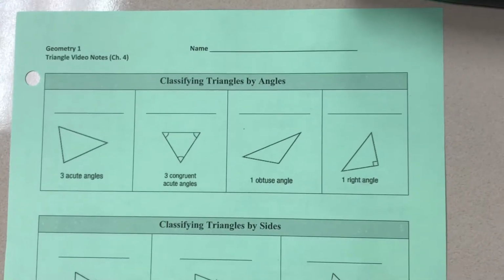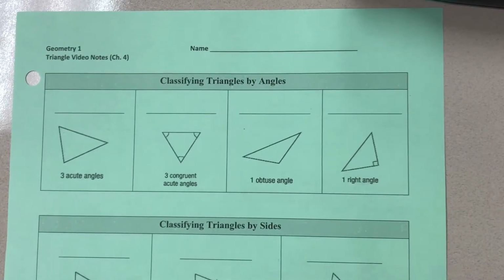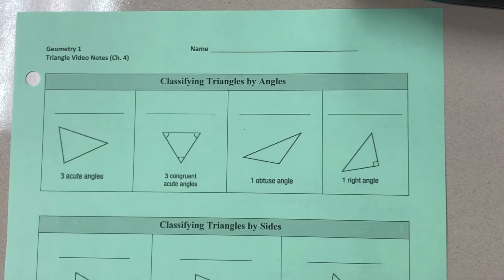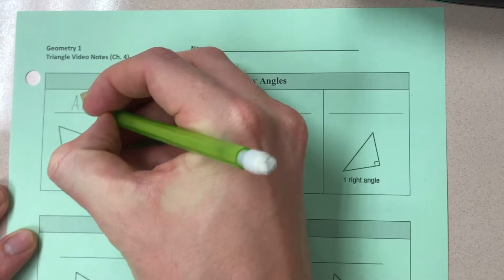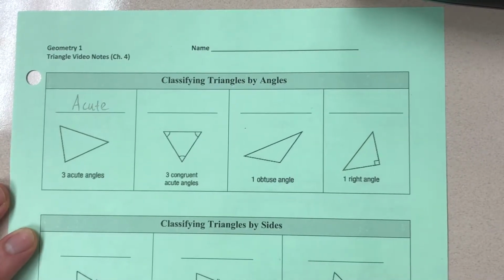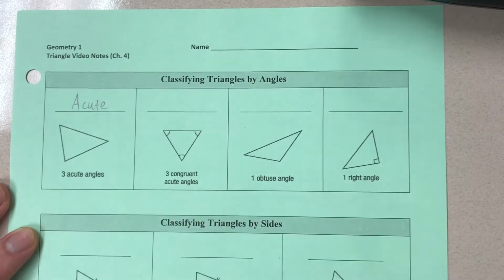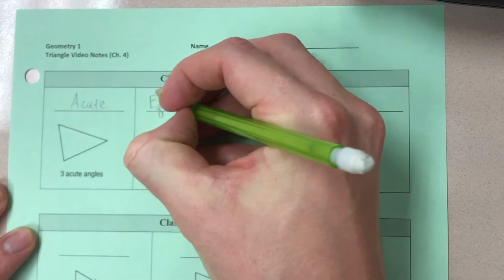Okay, so our video notes today will be dealing with classifying types of triangles by angles, by sides, and then a few other things about triangles. Most of this you will have seen at previous points, but I just want to get through it and make sure we have everything here. So if a triangle has 3 acute angles, we can call it an acute triangle because all of the angles are acute. If it has 3 congruent acute angles, it is equiangular.